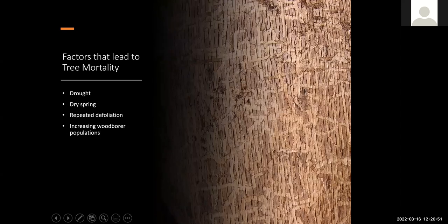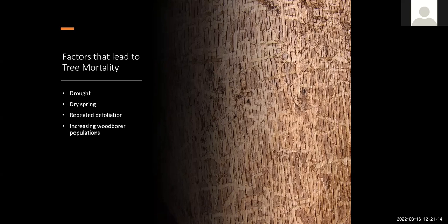So factors that lead to tree mortality with Lymantria dispar are very similar to what I've already covered, but drought is really important, and that comes into play with what I'm going to talk about in a few minutes. If you have really droughty conditions and then you get defoliation on top of that, that's a lot harder for the trees to absorb, and you'll get some tree mortality.